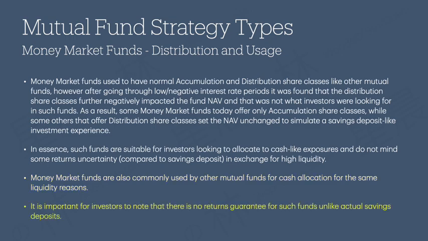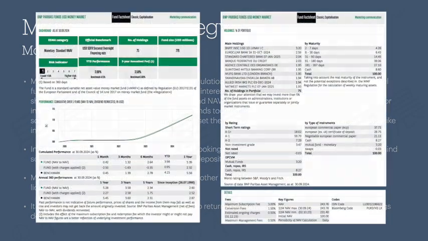Last but not least, it is important for investors to note that money market funds, like other general mutual funds, have no returns guarantee. Therefore, for investors who need the certainty in returns, savings deposits is still the way to go. Some countries do provide specific regulations for money market funds compared to normal mutual funds. Hence, these money market funds may exist in a separate fund family of their own to cater for the associated regulations. Here is an example of a money market fund.